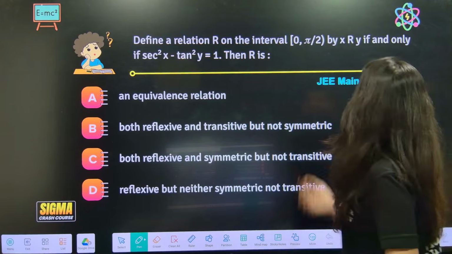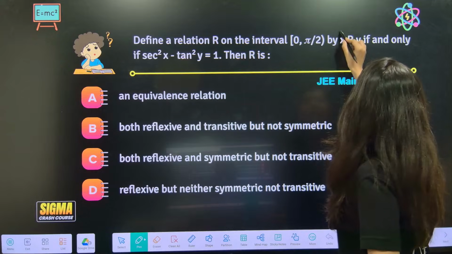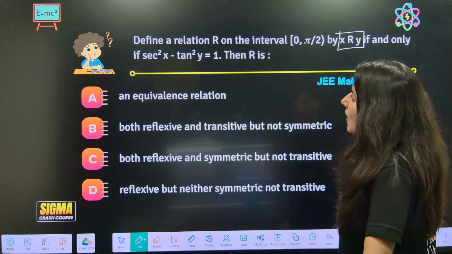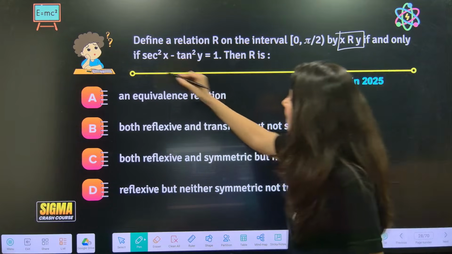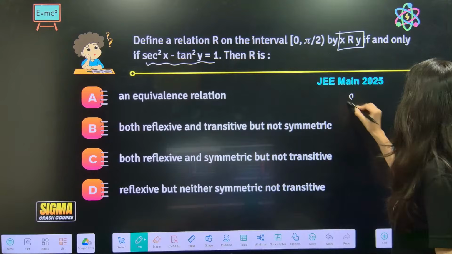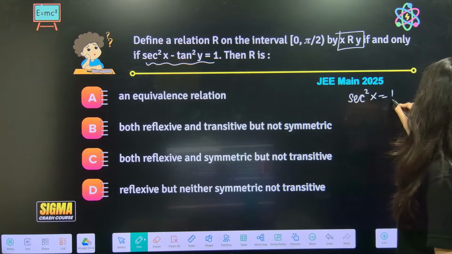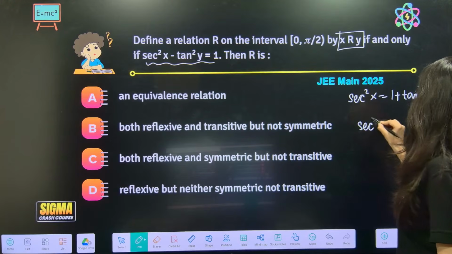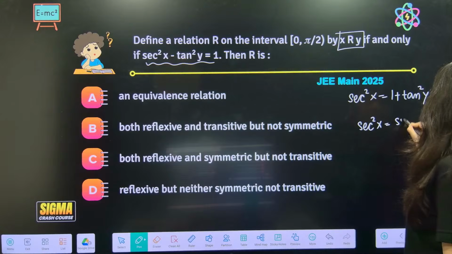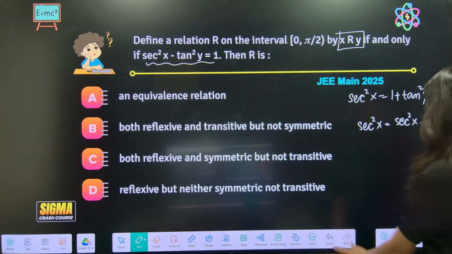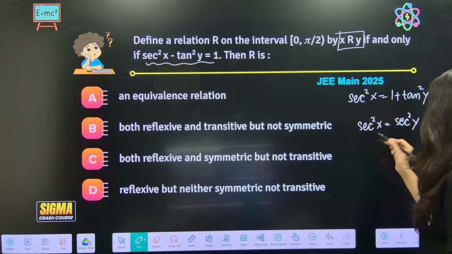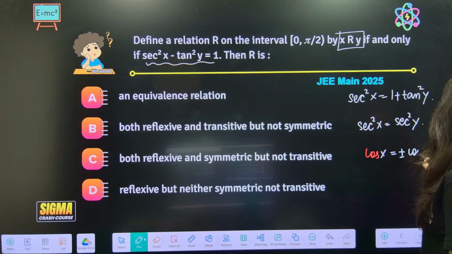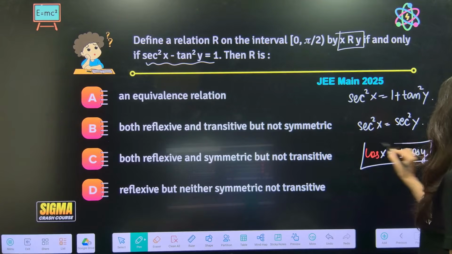Let's say again a relation (x, y), and this is the condition: sec square x minus tan square y is equal to 1. Let's handle this condition. Sec square x is equal to 1 plus tan square y, so sec square x is equal to sec square y. What does that mean? That means cos x is equal to plus or minus cos y. This is the condition.